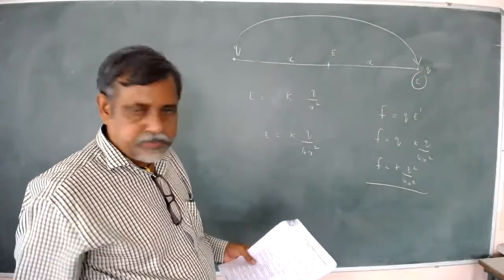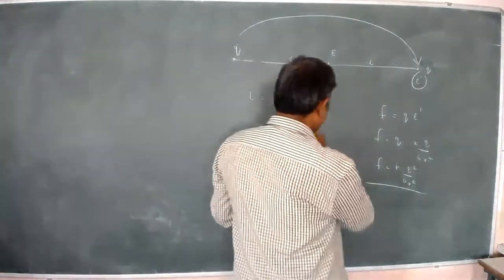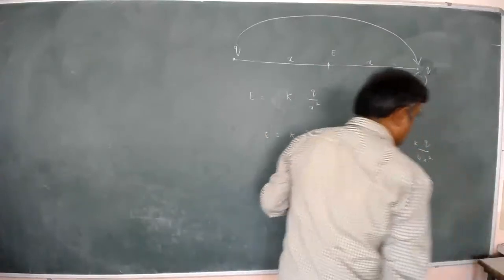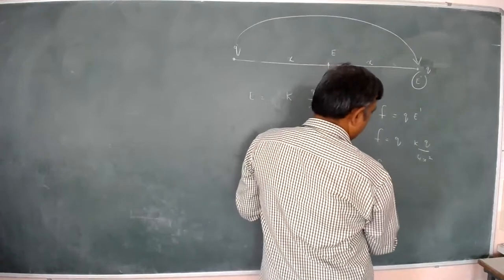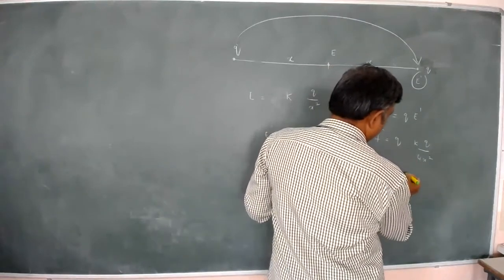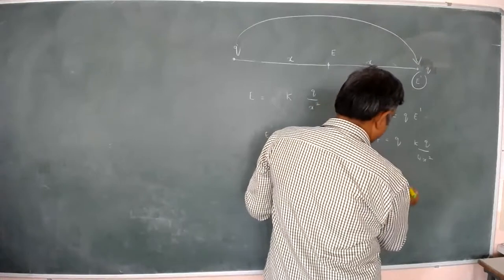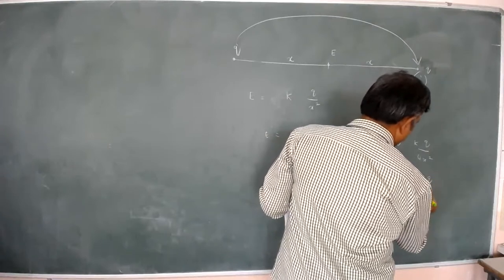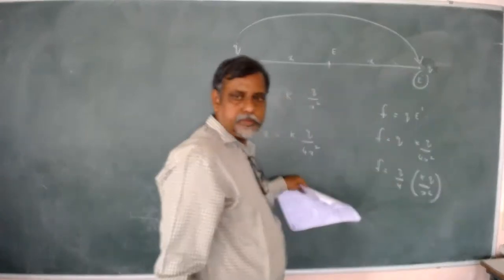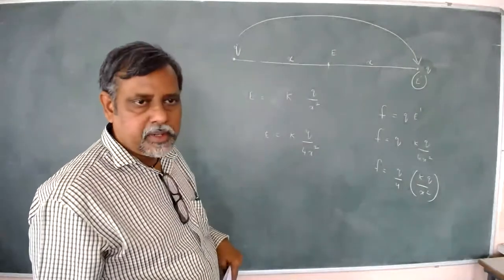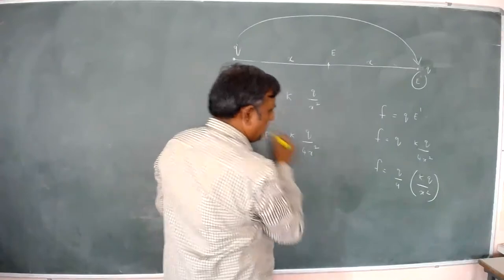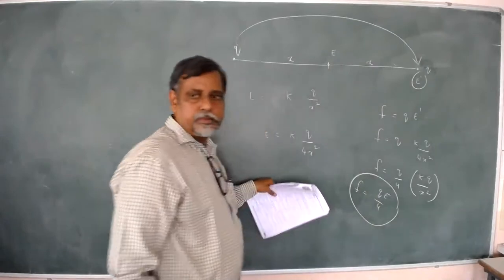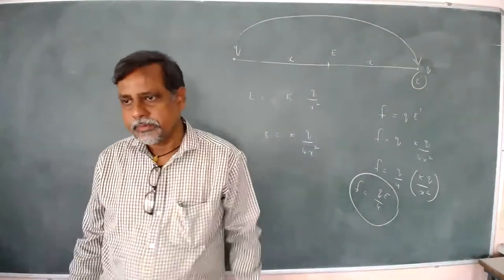Understood? Otherwise, in terms of E, we can write it, because all options are given in terms of E. So force is equal to Q, E by 4. How do you write k into q by x square? What is k into q by x square? It is nothing but E. So this is QE by 4.